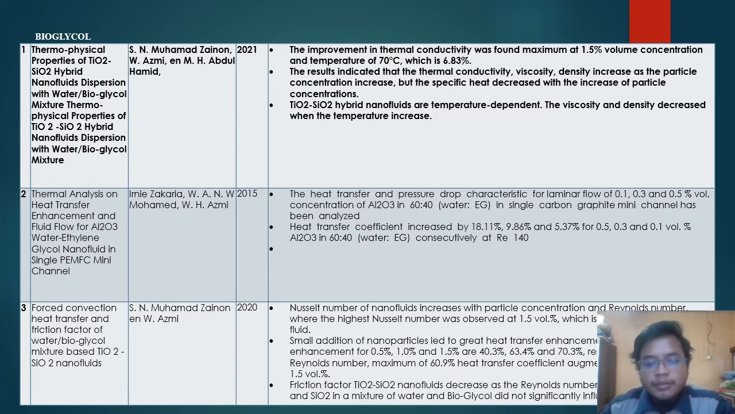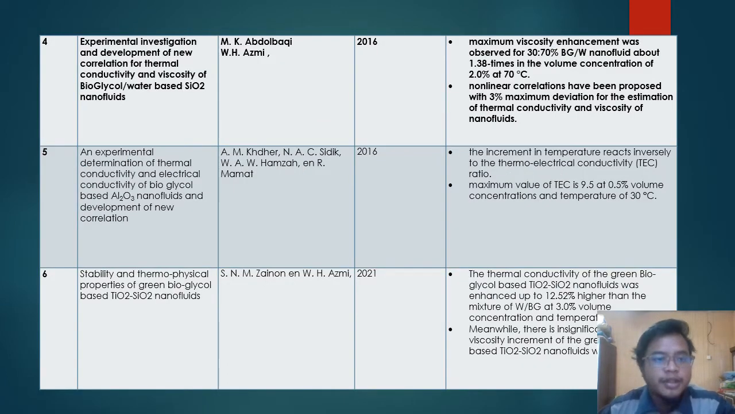At higher Reynolds number, a maximum 60.9% heat transfer coefficient augmentation was observed at 1.5 volumetric percent. Friction factor of the TiO2 and SiO2 nanofluid decreased as the Reynolds number increased. Dispersion of TiO2 and SiO2 in a mixture of water and bioglycol did not significantly influence the friction. The fourth one is experimental investigation and development of a new correlation for thermal conductivity and viscosity of bioglycol water-based SiO2 nanofluid.